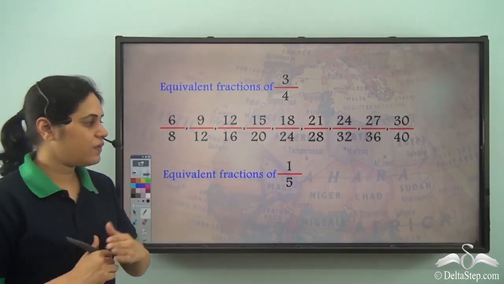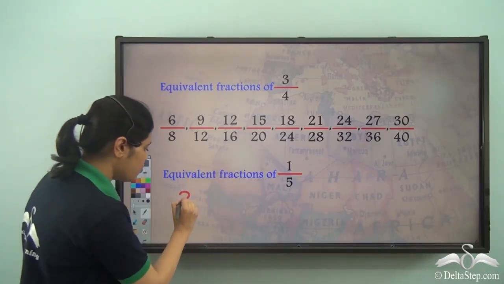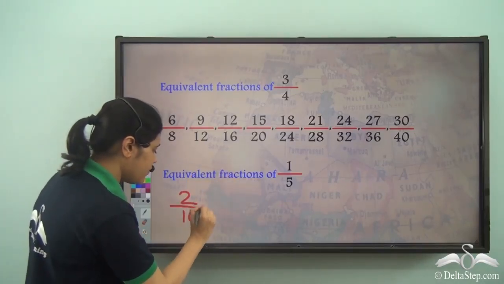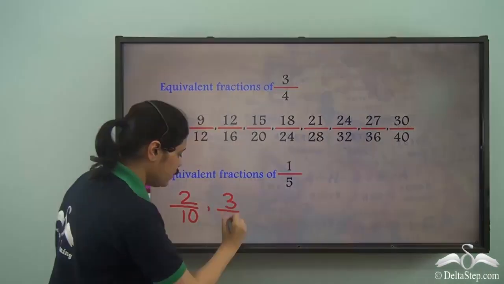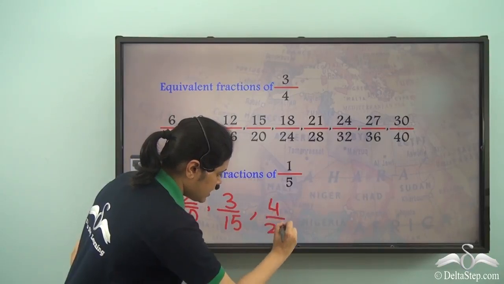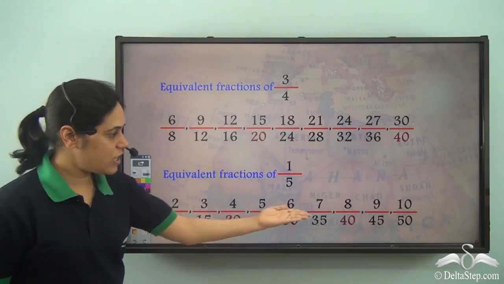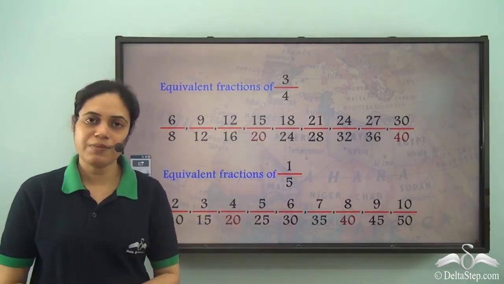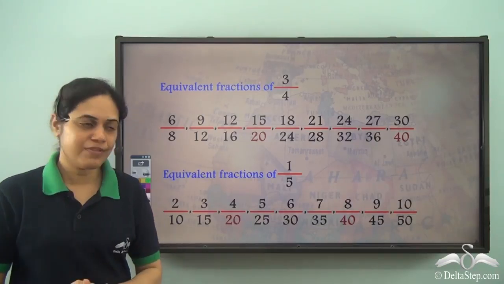So each of these fractions is equal to 3 by 4. Similarly, we can find the equivalent fractions of 1 by 5. So if I multiply by 2, I get 2 by 10. If I multiply by 3, I get 3 by 15. If I multiply by 4, I get 4 by 20. And so on. So these are all the equivalent fractions of 1 by 5. So each of these is equal to 1 by 5.